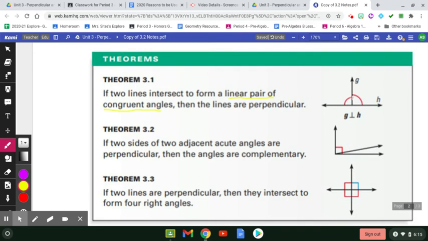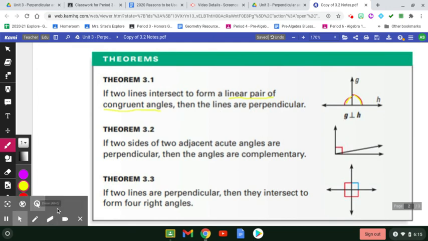So when I look at my picture, I have the linear pair, right? The two angles that are touching, and linear pair means touching, forming the line down at the bottom. And I know that they're congruent because I see right here in red these two marks. So that means the angles are congruent. So if I have these two situations happening, then the lines are perpendicular.